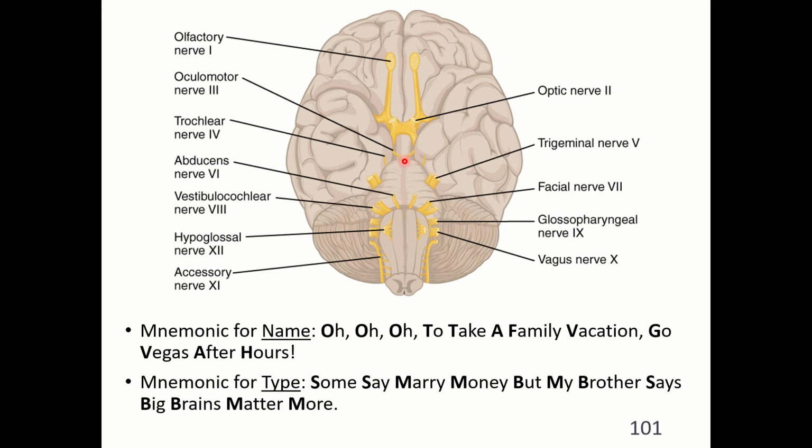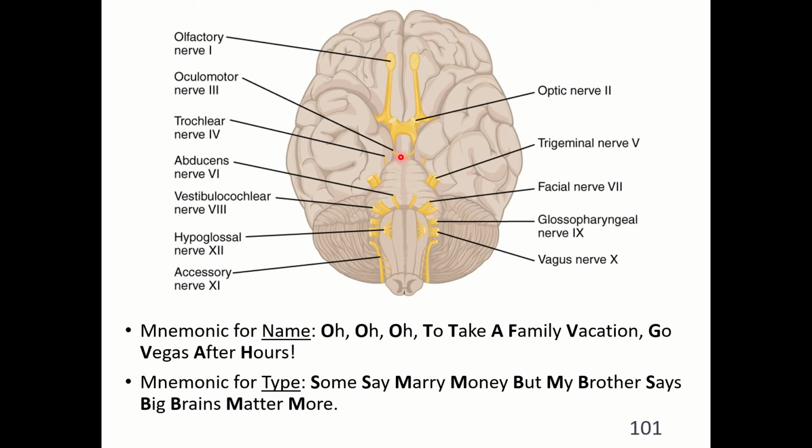So OOO is cranial nerves 1, 2, and 3. The first O is olfactory, which is your sense of smell. Cranial nerve number 2 is optic, which is the sense of sight. And cranial nerve number 3 is oculomotor, which is the major mover of your eye muscles. So OOO is the first 3 pairs of cranial nerves: olfactory is number 1, optic is number 2, and oculomotor is number 3.